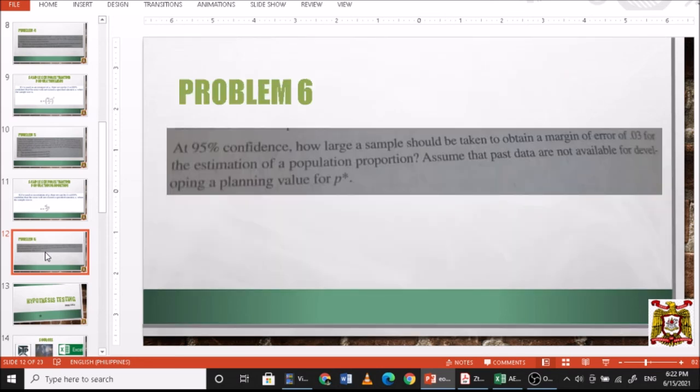At 95% confidence, how large a sample should be taken to obtain a margin of error of 0.03 for the estimation of a population proportion? Assume that past data are not available for developing a planning value for p star or p hat. How large a sample to get a margin of error of 0.03 for the estimation of a population proportion? Assume that past data are not available for developing a planning value for p star.